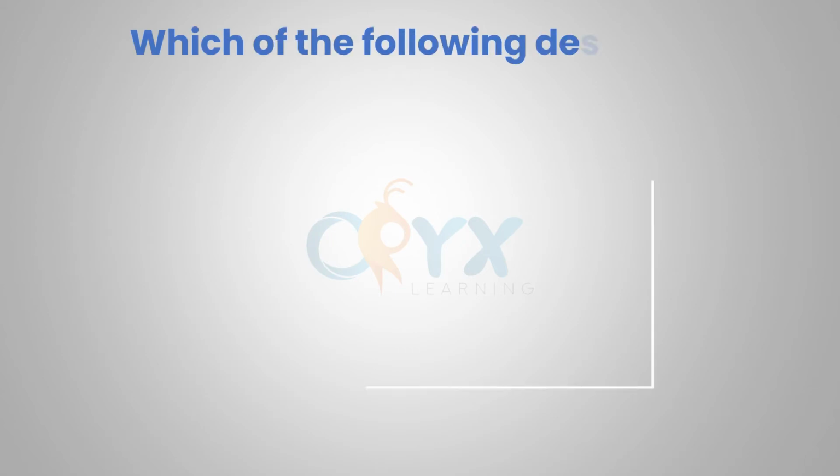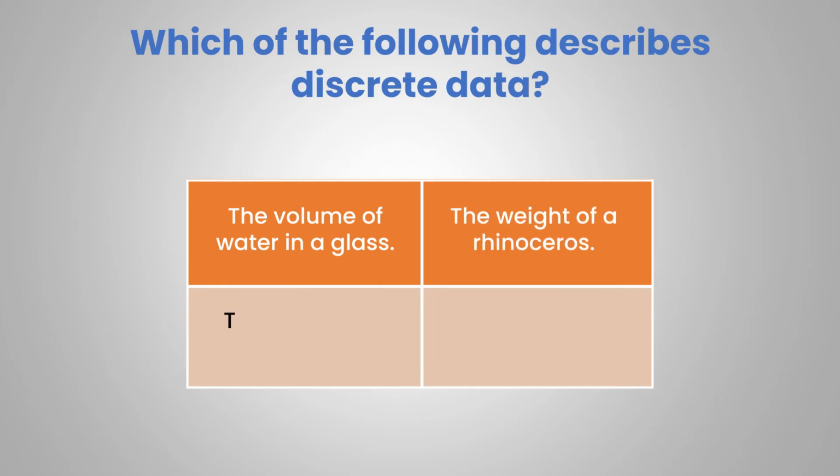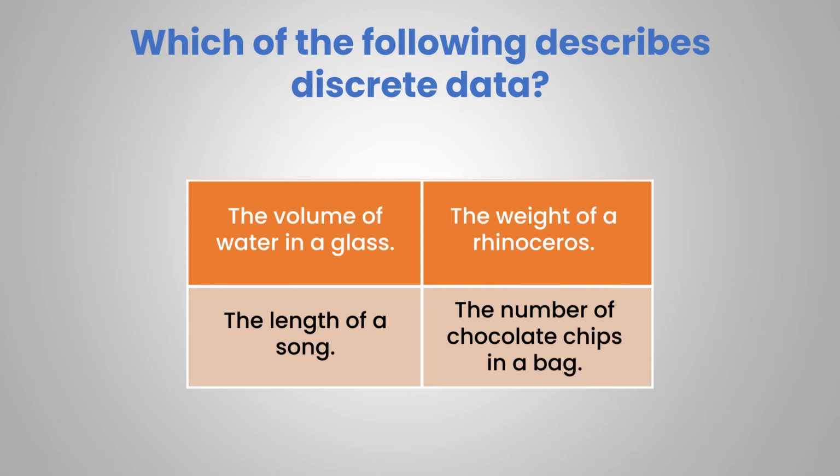Which of the following describes discrete data? The volume of water in a glass, the weight of a rhinoceros, the length of a song, or the number of chocolate chips in a bag? The correct answer is the number of chocolate chips in a bag. Remember, discrete data are individual points, individual chocolate chips, instead of a continuous value, like the weight of a rhinoceros, the volume of water in a glass, or the length of a song.